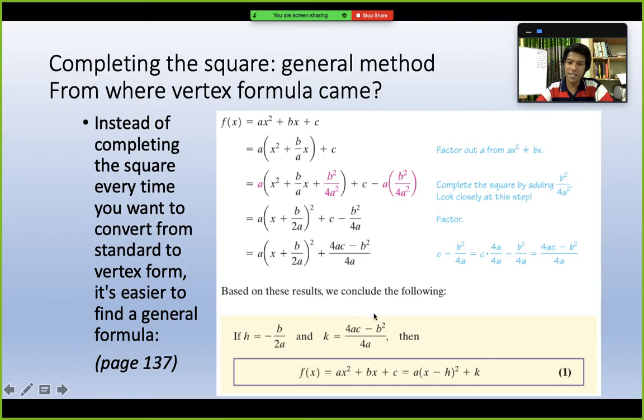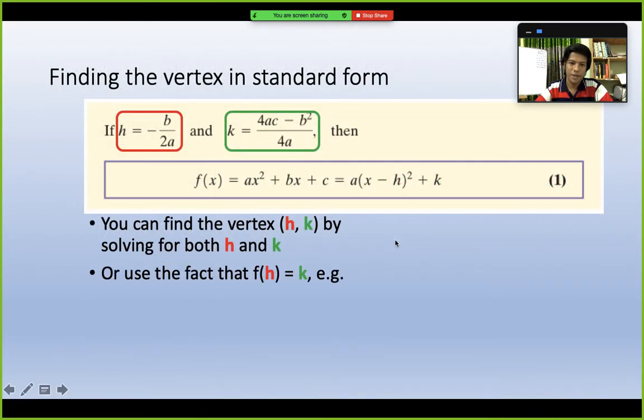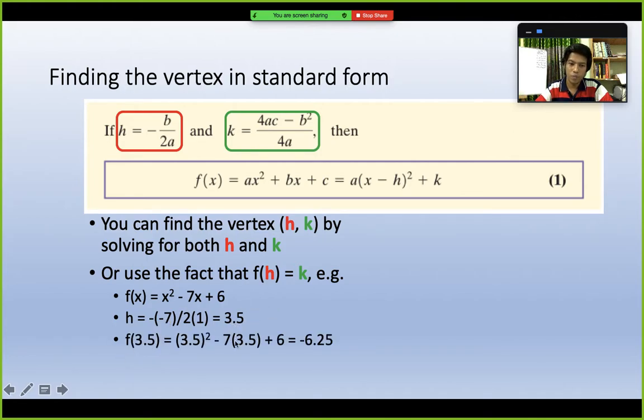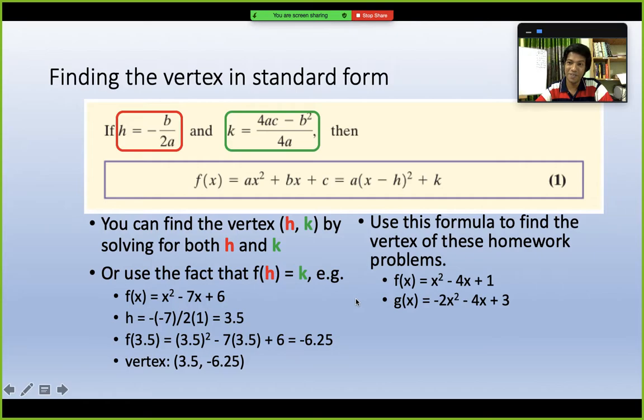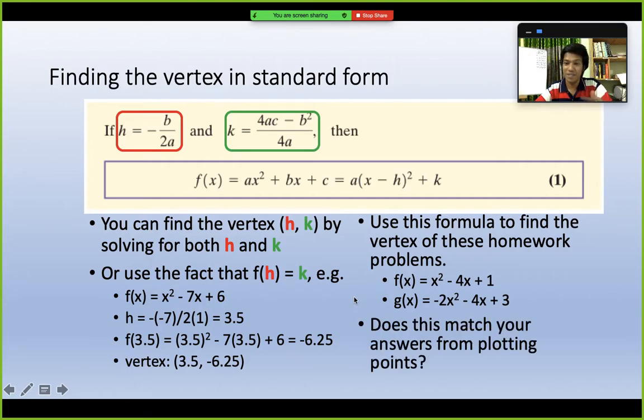So this is how the vertex thing actually came. Suppose this is x squared minus 7x plus 6, and we use the minus b by twice a formula, we get 3.5. We then put 3.5 back in the equation, and we get the answer. So easy. That's why we respect those who found this formula so much, because they make it so easy for us.